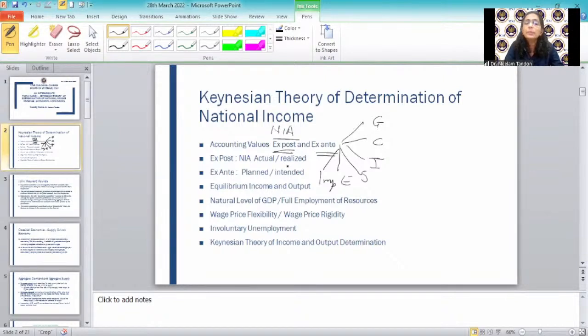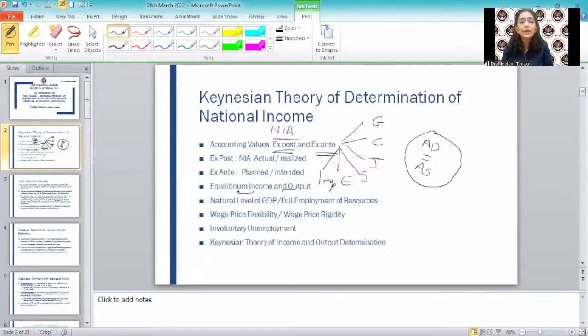The next is equilibrium income and output. These are some basic terminologies you should understand. When we talk about equilibrium income and output, we are talking about the aggregate in the country. What is aggregate? Aggregate means total. Aggregate demand, the total demand in the country, should be equal to aggregate supply. If these two are equal, then you are at the equilibrium level of output and income.